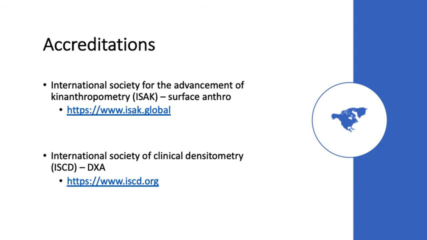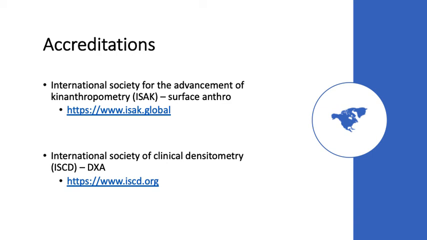So there are some accreditations that you can pursue if body composition is something that you forecast as being a tool that you're going to use in your toolbox when assessing clients. There are 2 accreditations that I recommend. One is through the International Society for the Advancement of Kinanthropometry, also known as ISAK, and this is for surface anthropometry.